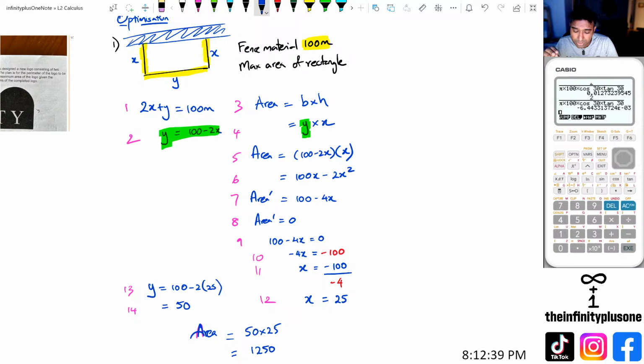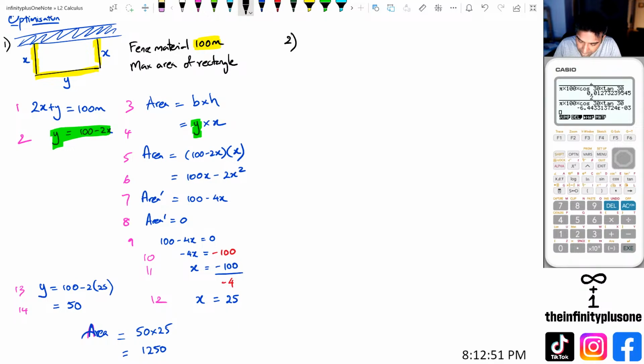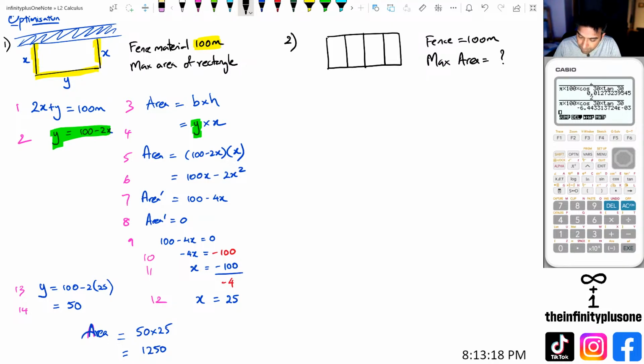Okay, so I'm going to modify this question a little bit. I'm going to make it a little bit harder, and then we're going to try this other question, all right? So let's modify this question. This time, I'm still going to have 100 meters, but I want to create a fence that looks like this. So I want to have 4 little paddock areas in there. So fence material, once again, is going to be 100 meters. And I want to know what the maximum area is going to be. Now I'll leave the working here for you so that you can try it out.